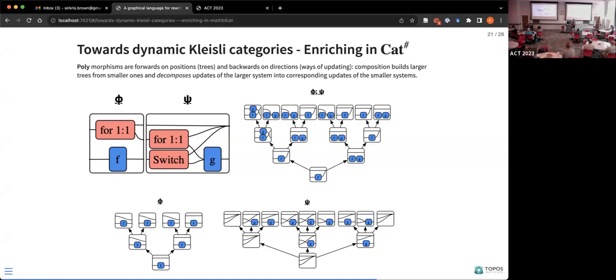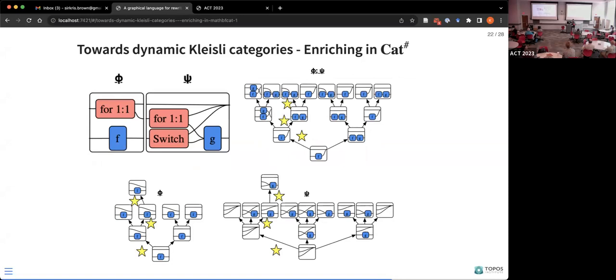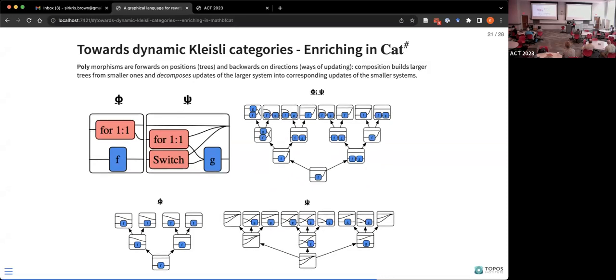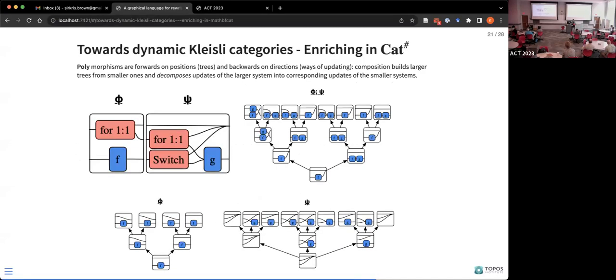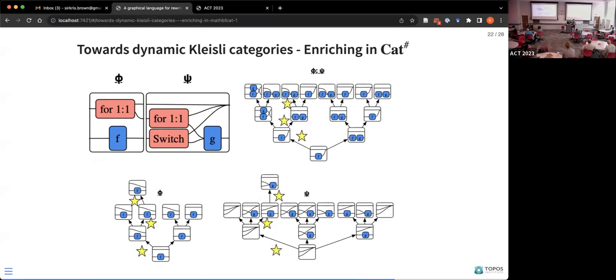And this is related to polynomial morphisms being forward on positions, which are the trees, and backwards on directions, which are the ways of updating. So I can take any path in my composite tree, and I can canonically obtain paths for the corresponding behavior trees that I composed to get it. So we're using this trick to inform our implementation of having individual behavior trees for all of our primitive morphisms. And that's how we're maintaining and updating the entire state, even for a large composite of morphisms.